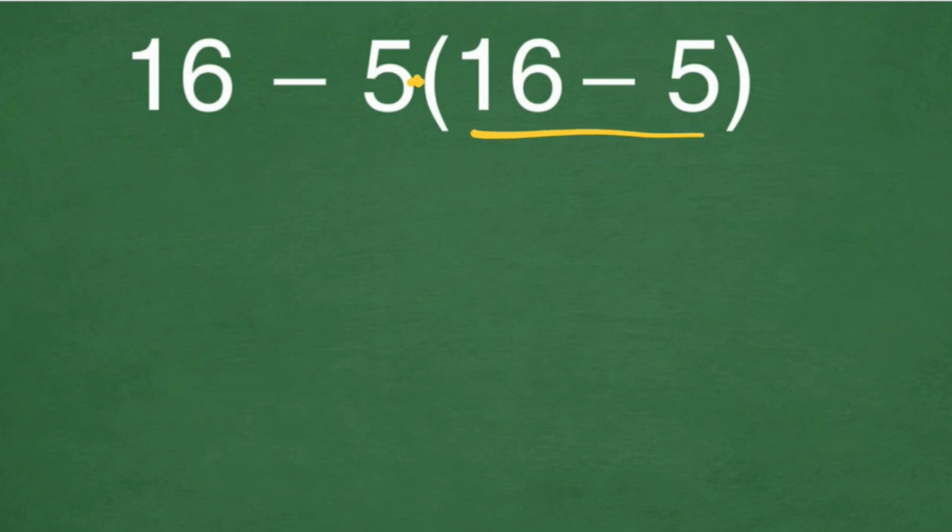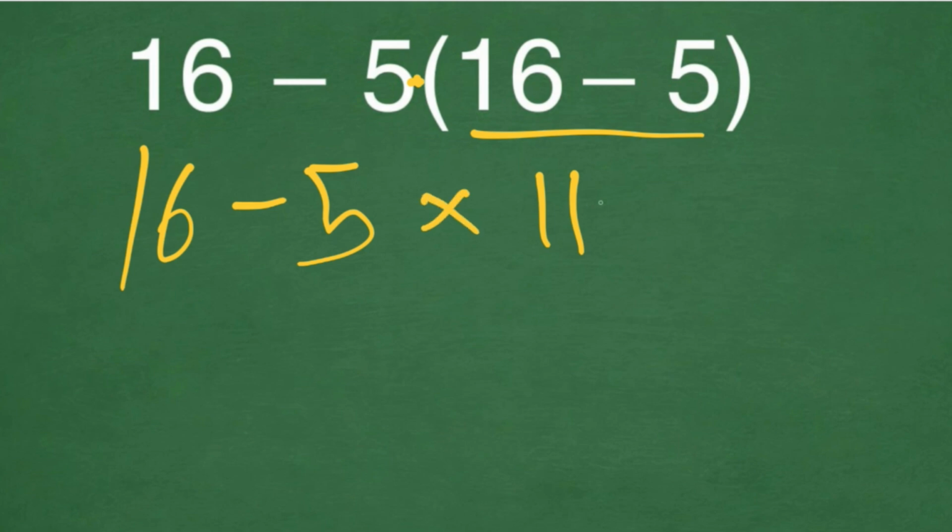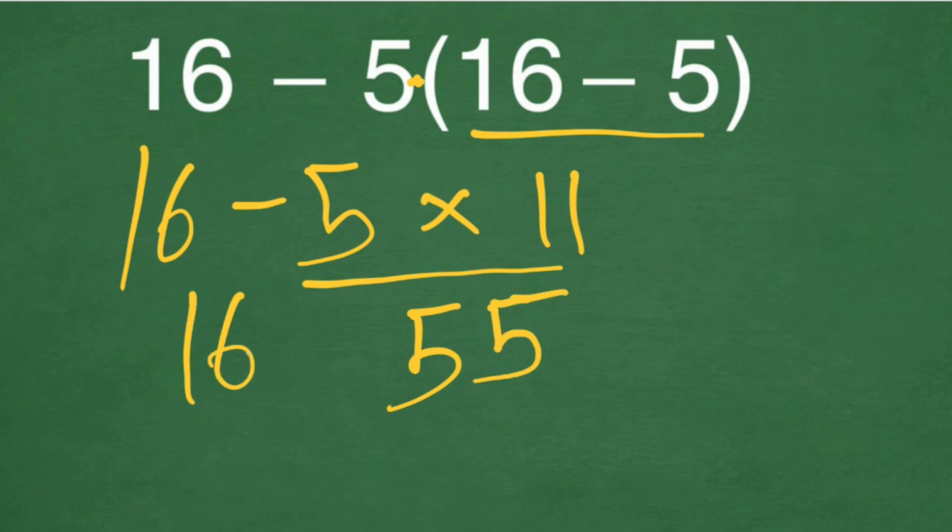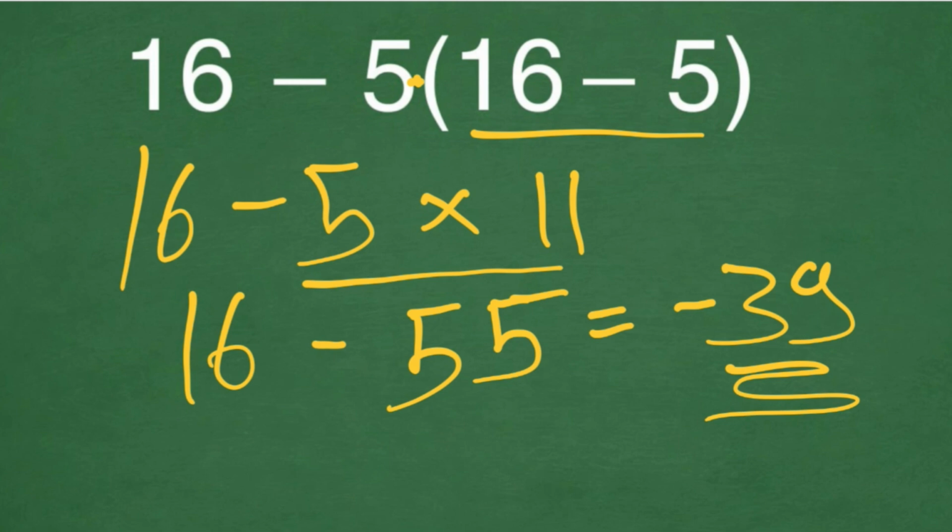So 16 minus 5 gives us 11. And the problem becomes 16 minus 5 times 11. So now we have to do the multiplication, right? We have one multiplication and one subtraction, and since multiplication has a higher priority than subtraction, we have to do it first. So 5 times 11 gives us 55, and 16 minus 55 is equal to negative 39. So the final answer to this question is negative 39.